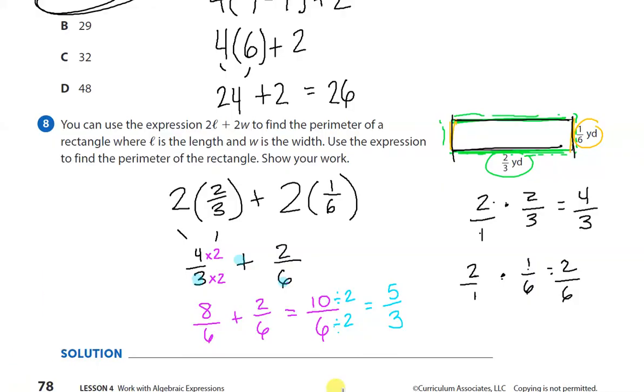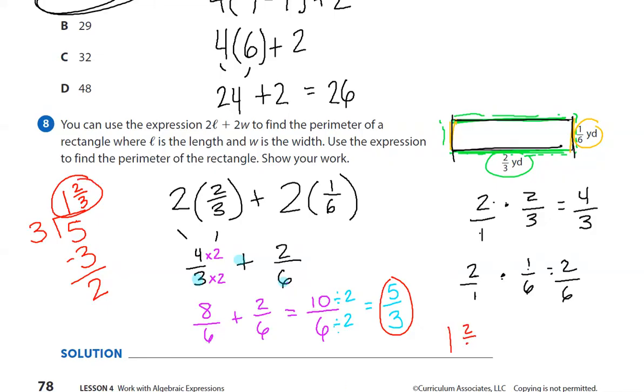And this is a division problem, so I've got, oh goodness, I'm running out of room. I'm going to move this over here. I've got 5 divided by 3. That's what that is. 3 goes into 5 one time. 1 times 3, though, is only 3. So my remainder is 2. The remainder is my numerator, and my denominator stays the same. So the perimeter is 1 2/3 yards.